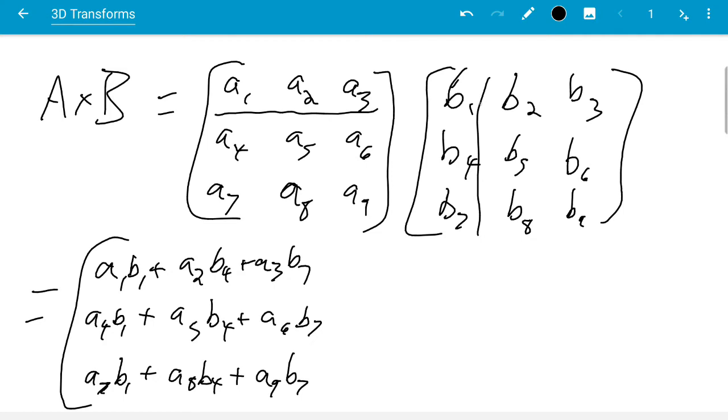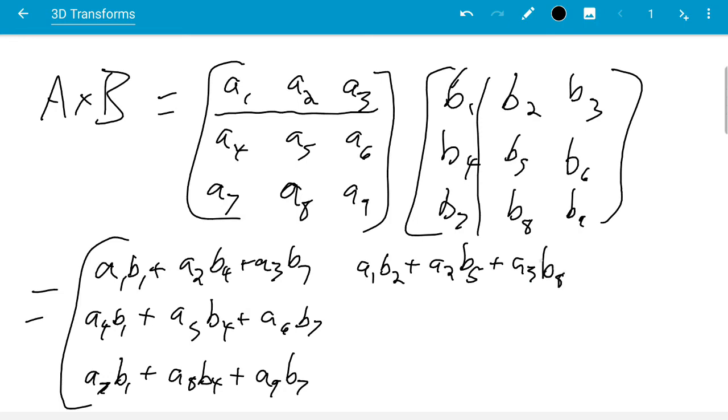If this were just a vector, I'd be done. But I need to go on for these other two columns that are essentially another two vectors that I need to do this for. So it takes a lot of writing, but let's do it. We're now considering the second column, so A1 times B2 plus A2 times B5 plus A3 times B8.